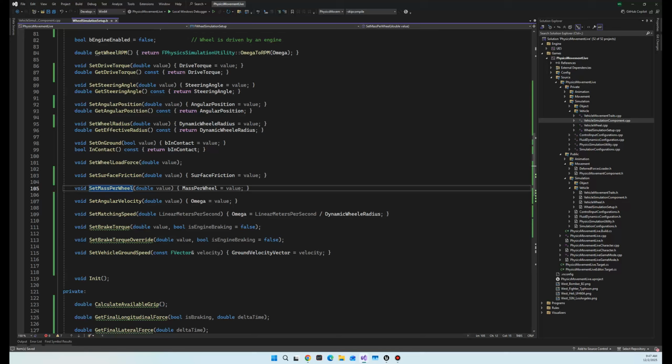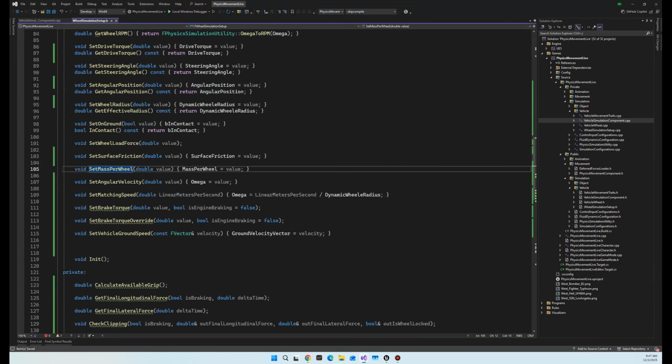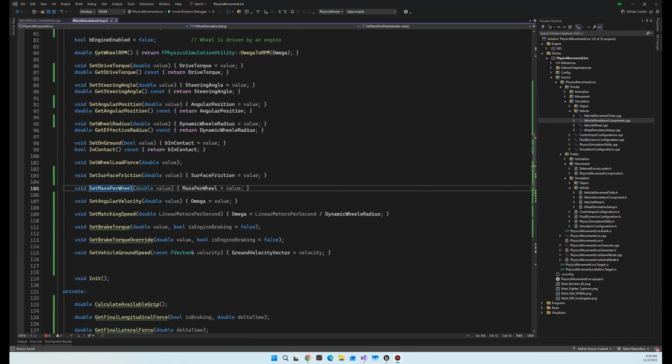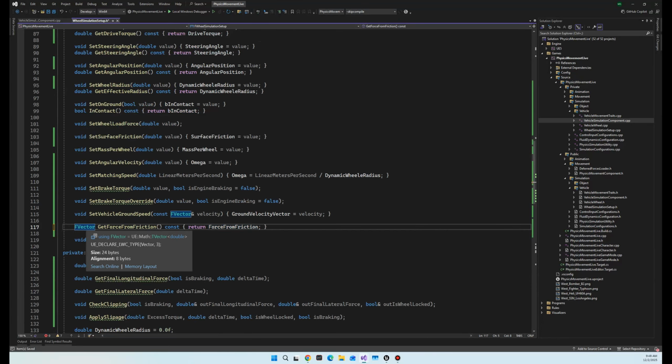All right, so now that we've got all the setters, let's go ahead and get all of the matching getters for this. First up is get force from friction. I'm just going to put that down here since it doesn't have a setter. This is getting the force from friction value, and it's going to come back as a vector. We'll calculate it as a vector, and that's what we'll be using for the amount of force, based on the friction value, that's going to propel our vehicle forward or prevent our vehicle from moving.